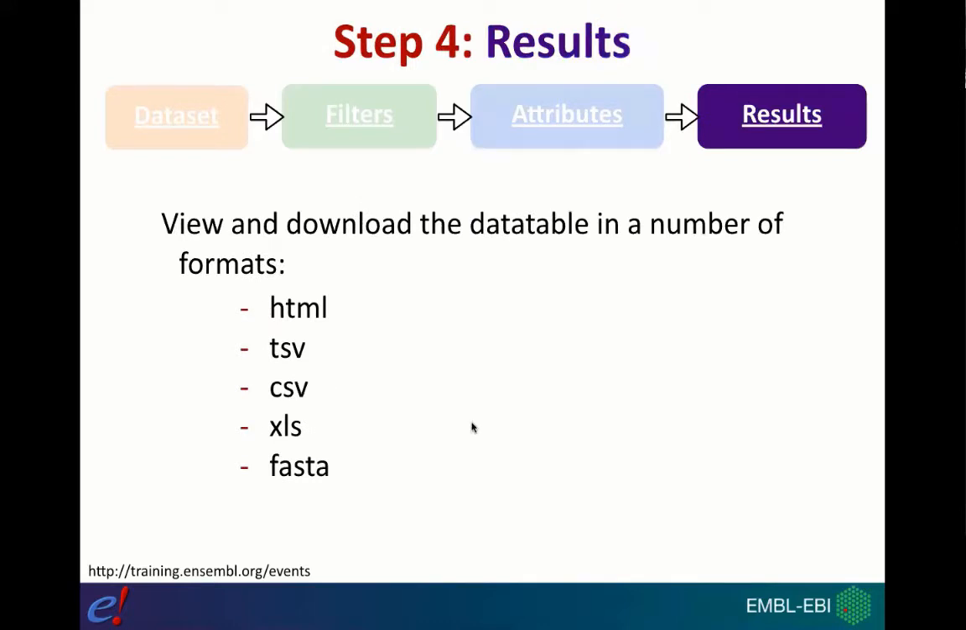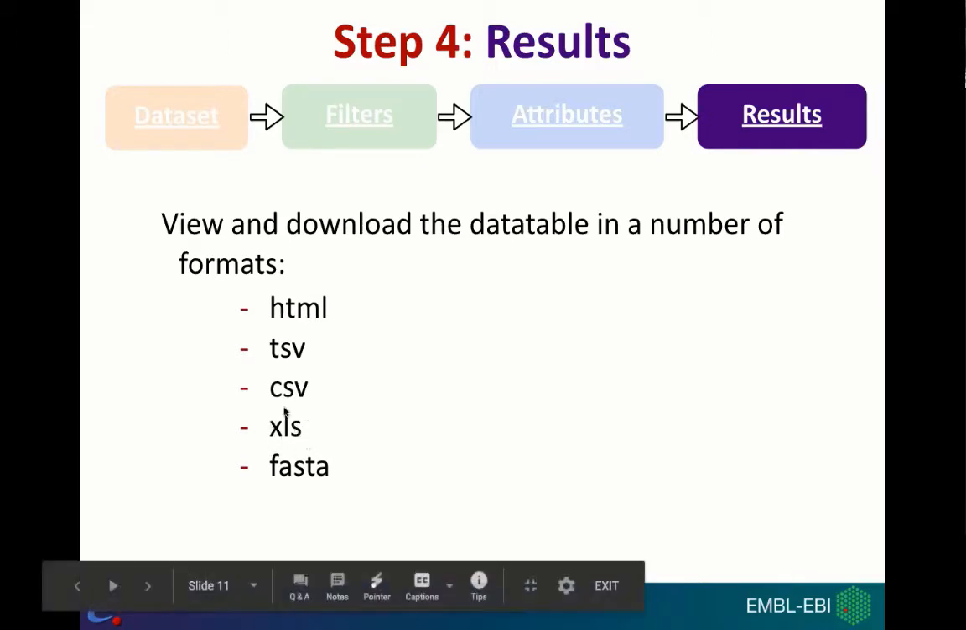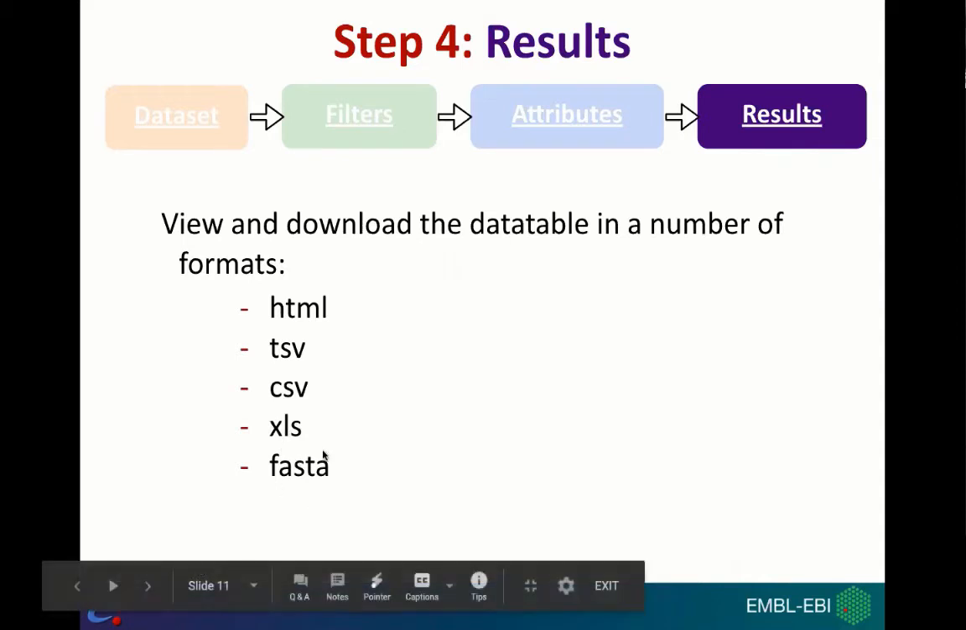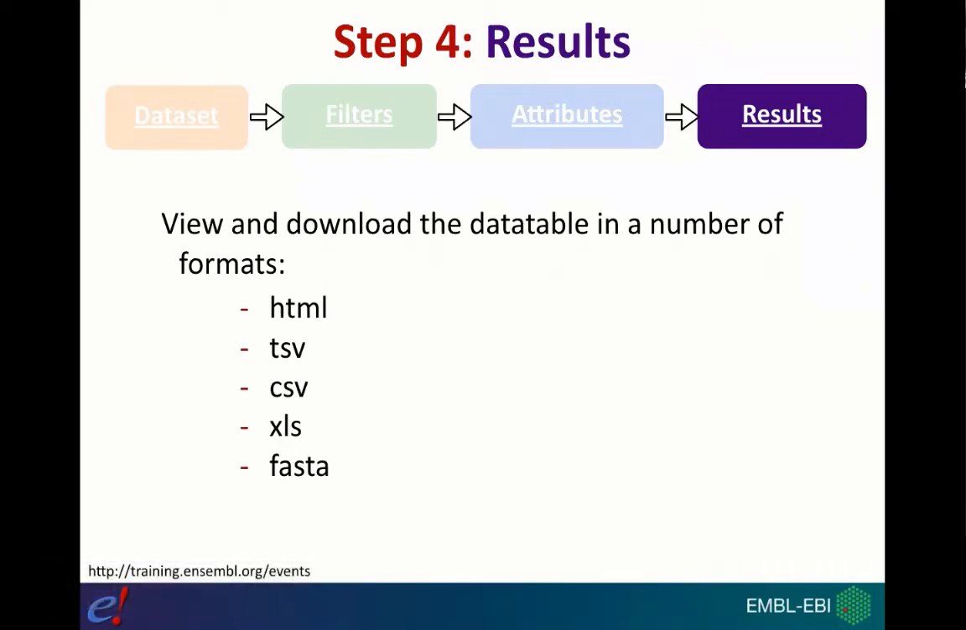And then finally, the final step is to view the results. So you can view the results in the web interface, and then you can download them in HTML format, TSV or CSV file formats. Excel is also quite a common file format that people like to download data tables in as well. And then FASTA for sequences. Obviously, what this means is that you can then export the table into your own software, and you can begin filtering, combining it with other data sets, analyzing the data outside of Ensembl.